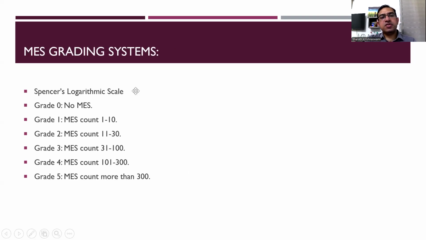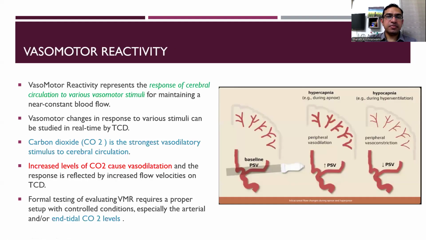There is another scale known as the Spencer's logarithmic scale, which has grades from 0 to 5. 0 meaning no MES, grade 1 meaning MES count 1 to 10, grade 2, 11 to 30, grade 3, 31 to 100, grade 4, 100 to 300, and grade 5 if the microembolic signal count is more than 300.